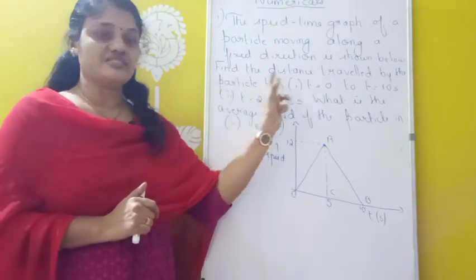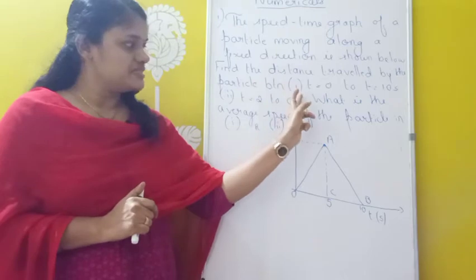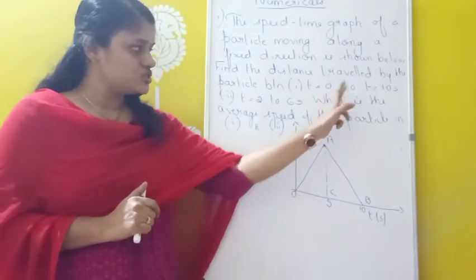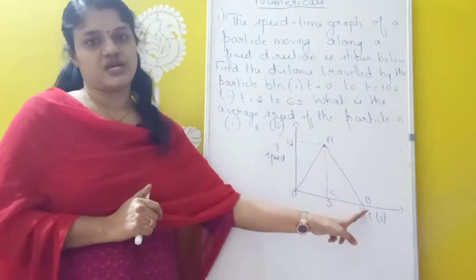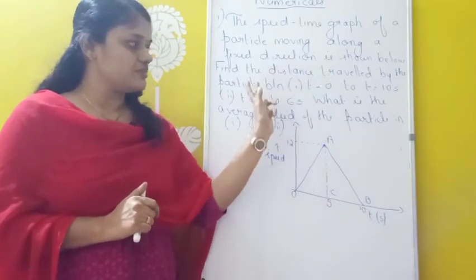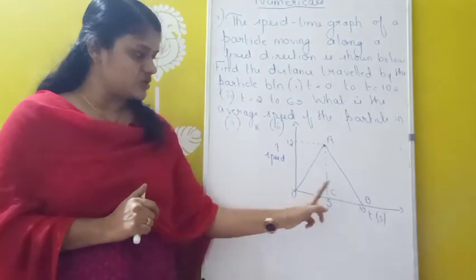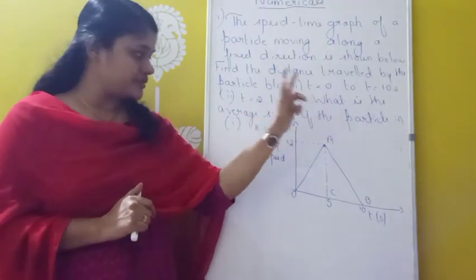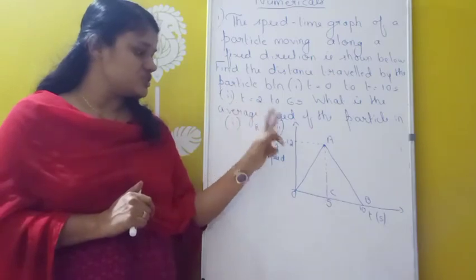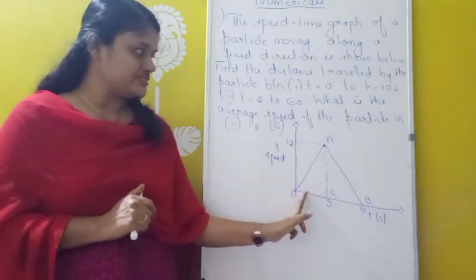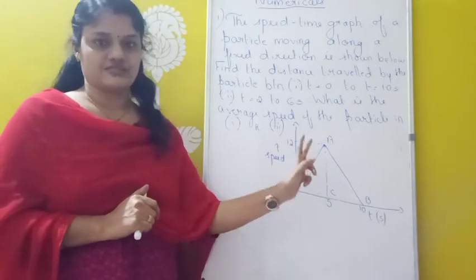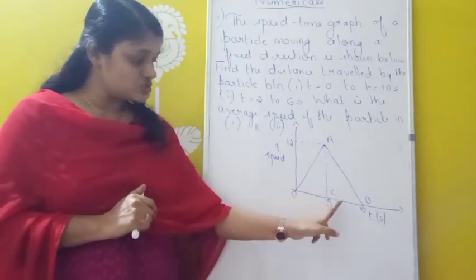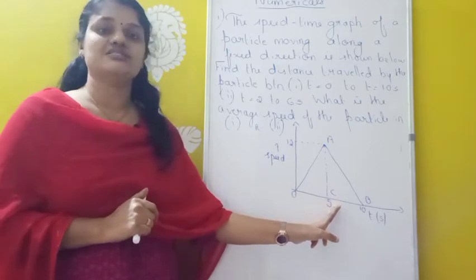So we have to find the distance travelled by the particle between the time interval t equals 0 to t equals 10 seconds, as well as the distance travelled by the particle between t equals 2 seconds and t equals 6 seconds.